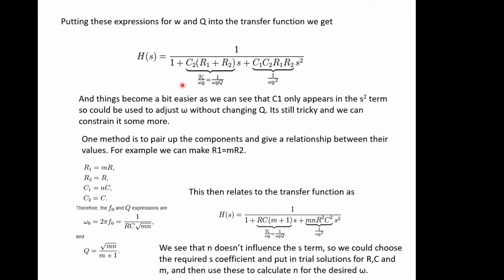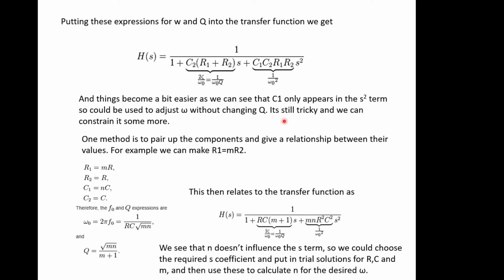Right, so if we start to just make the substitutions back into the standard equation and see what's going on, you can see that C1 only appears in the S squared term. Not appearing in this term over here, so we've got something that we can alter over here that will affect this but won't affect this. So if we fix this first, we may be in the chance of then adjusting this independently. It's still a bit tricky, but you can sort of do that.